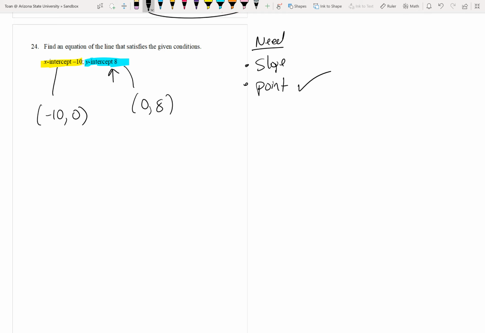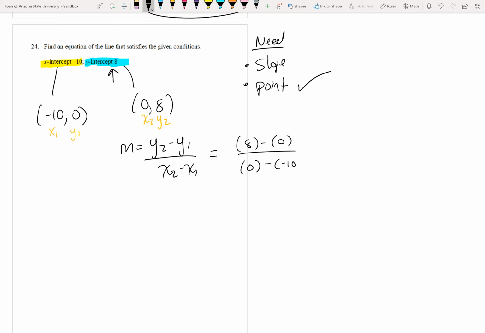So there you go. Just find the slope. Y sub 2 minus y sub 1 over x sub 2 minus x sub 1. In this case, it doesn't matter which one you call 1 and 2. Let's call this x1, y1, x2, y2. So this is 8 minus 0 over 0 minus a negative 10. So this is 8 over 10, which is 4/5.